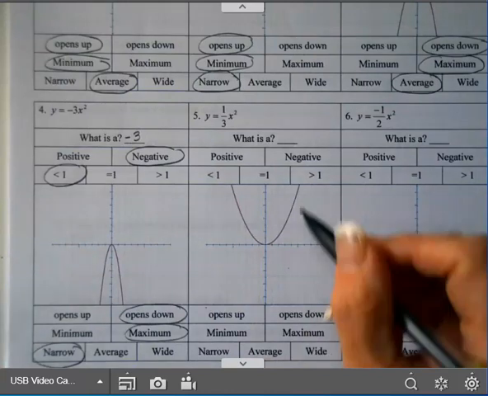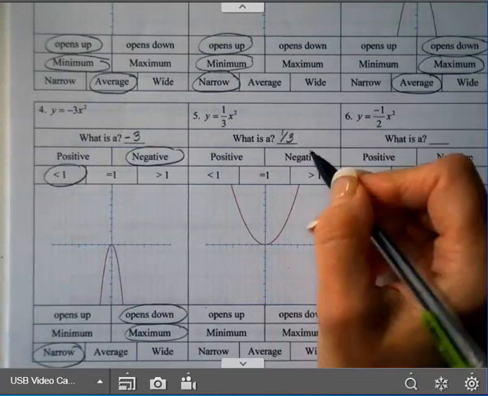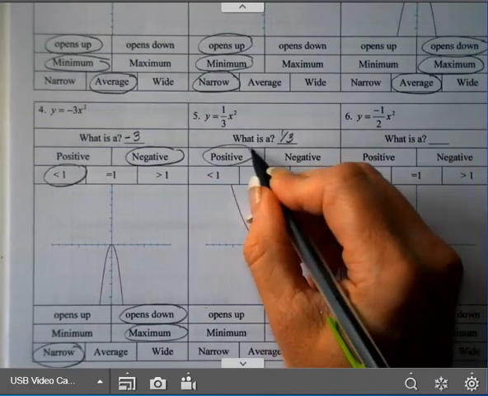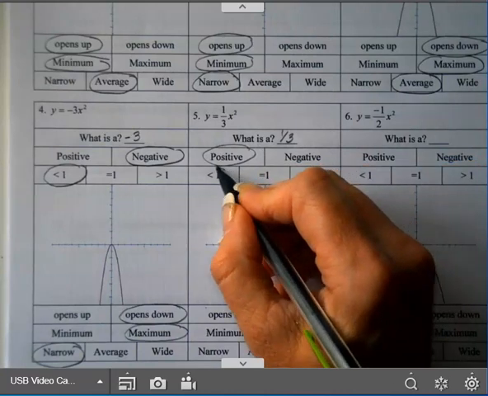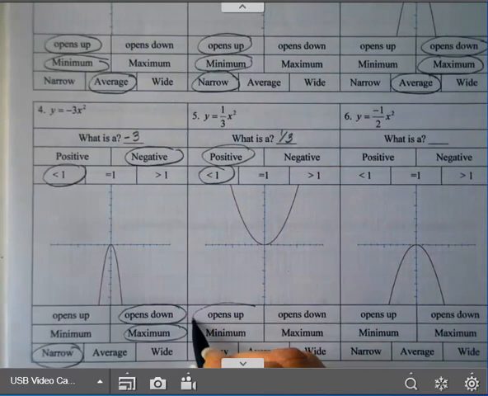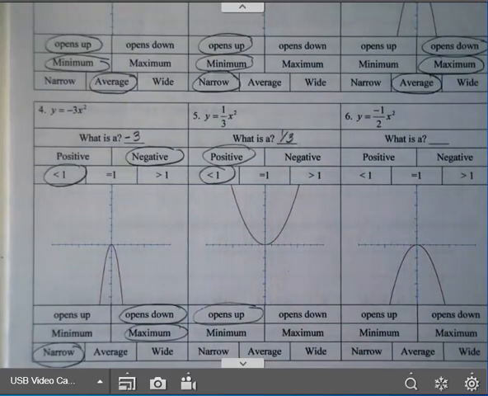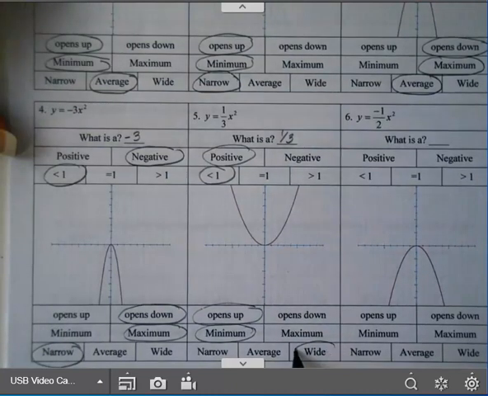On my next one, I have a is 1/3, which is positive. It is less than 1. My graph opens up, and my graph has a minimum this time. This time, if you compare it with the first graph, it's wide.